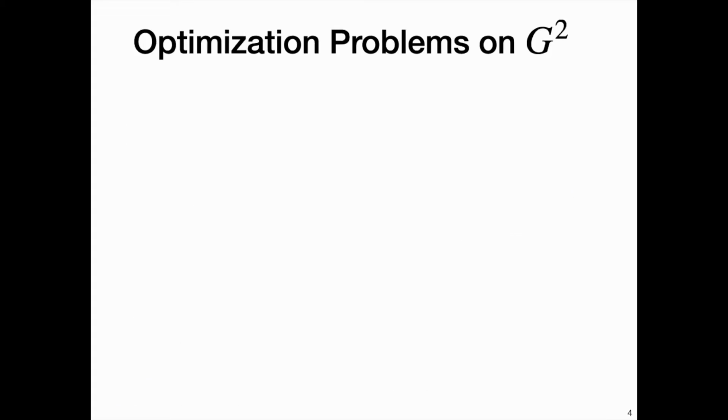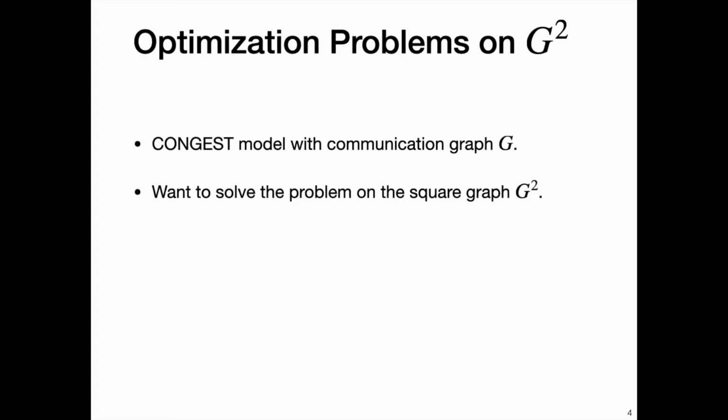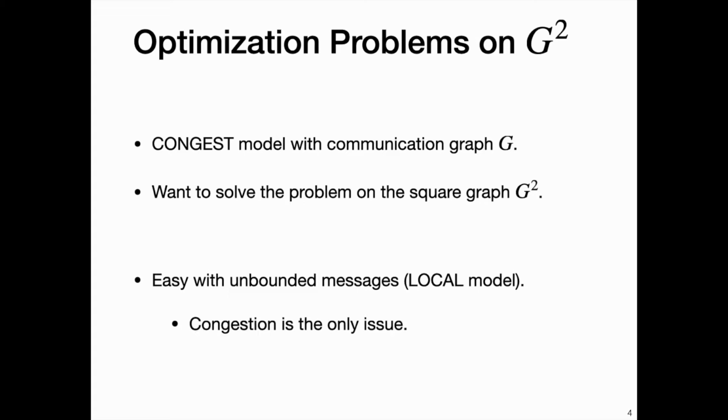In this paper though, we look at optimization problems on G squared. We are still in the congest model with communication graph G, but we want to solve the problem on the squared graph G squared. In G squared, we have an edge between two vertices that are at distance at most 2 in G. If we are allowed unbounded messages, like in the local model, then there is no difference between G squared and G. So congestion is the only issue that we can face.